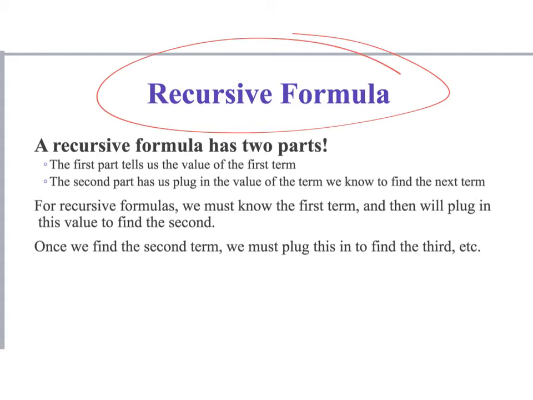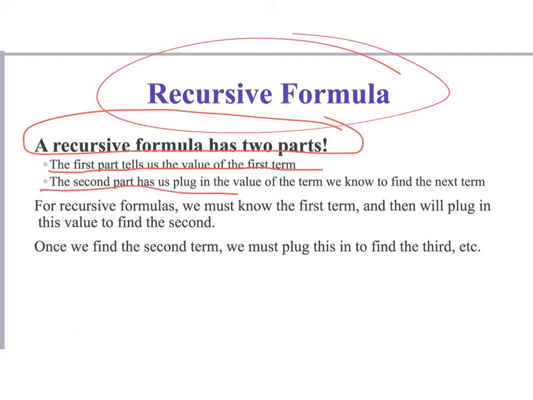And when we're talking about that, it's always important to keep in mind that there are two parts. The first part is literally telling us the value of the first term. So in a minute, you're going to be asked to give the first 5 terms of a sequence. The first part is literally the answer to the first term, so make sure you understand that. The second part is the rule that we're going to use to find each term past the first. And when we're doing recursive, in order to do this, you have to know the first term.